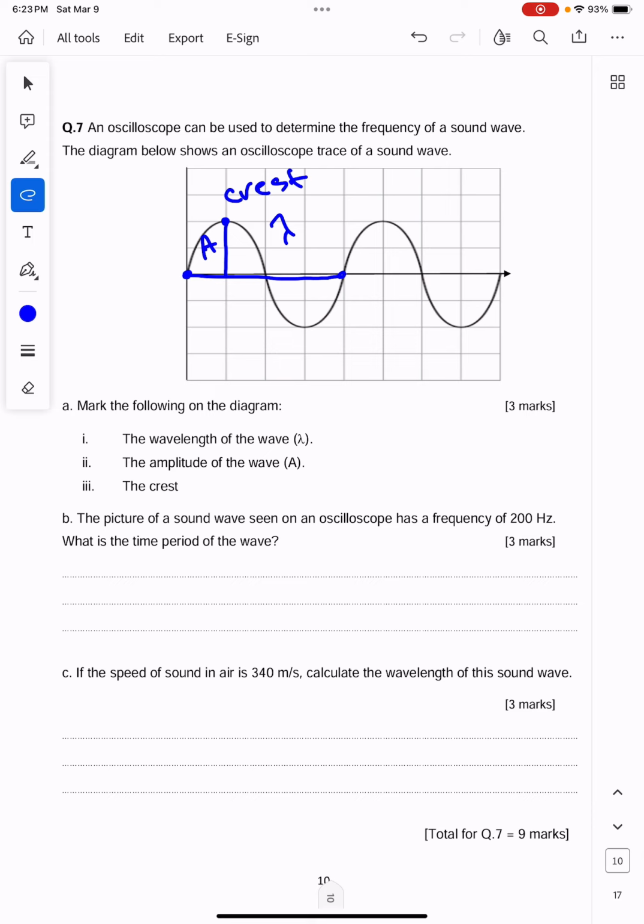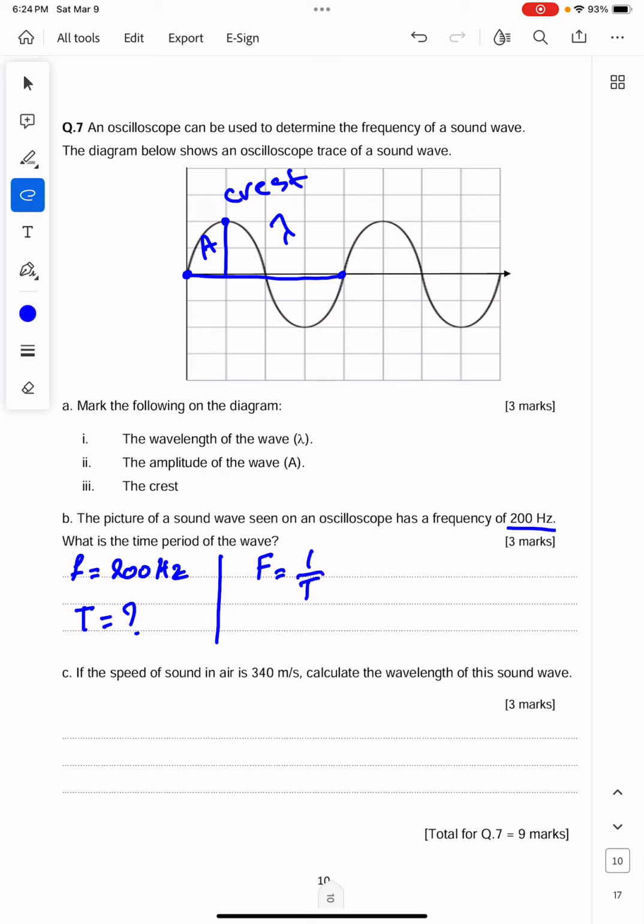The picture of a sound wave seen on an oscilloscope has a frequency of 200. So F is equal to 200 hertz. What is the time period of the wave? They're asking about T. And we know that there is an equation connecting those two. If you have it, it will be in the table attached with your exam paper, but I can't remember if it's 1 over T or the other way around.